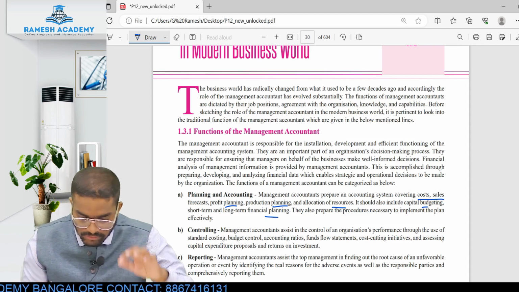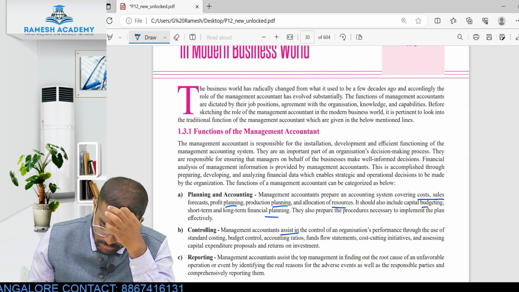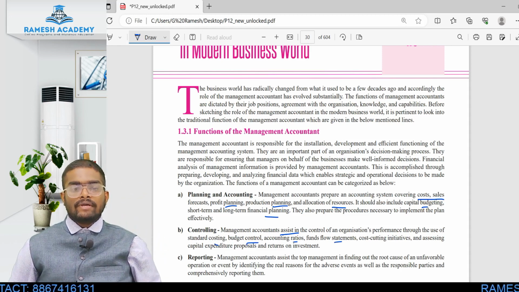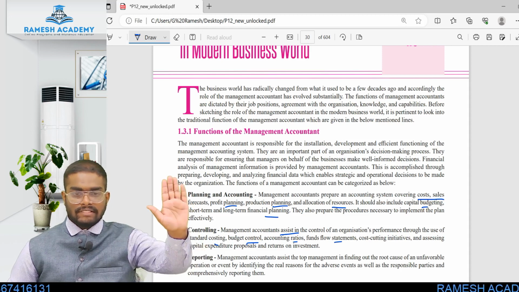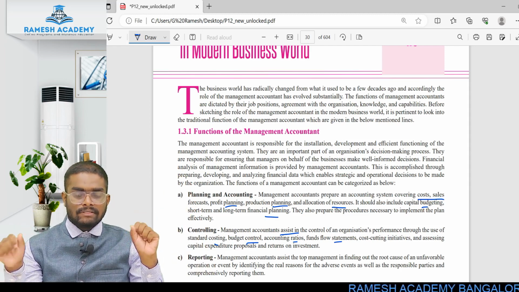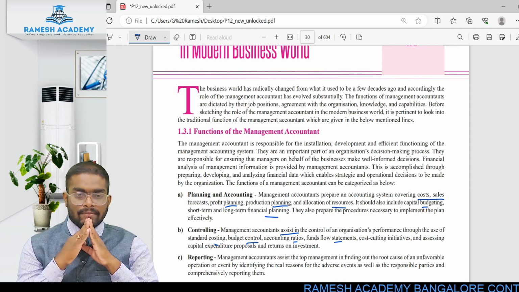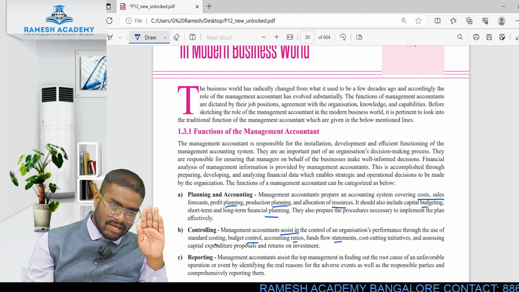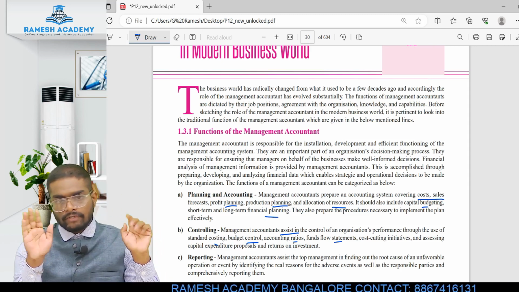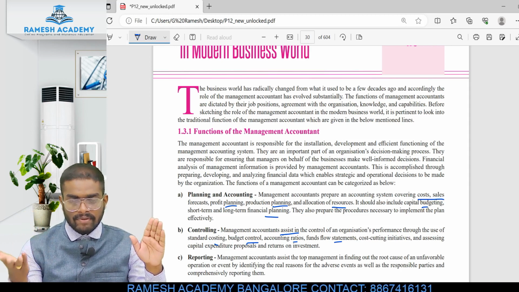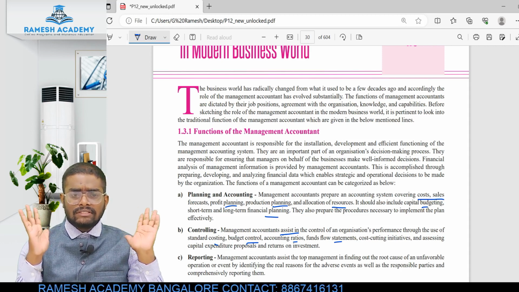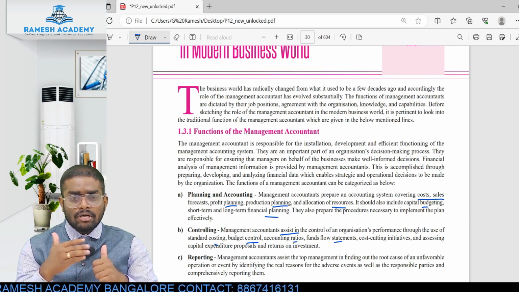Next, controlling. Management accountant assists in control of an organization's performance through use of standard costing, budget control, accounting ratios, fund flow statement. See, how do we control a business? For that, we should have a budget or a standard, so that we can compare with actual performance. Say in April, we had a budget that we have to achieve this sales, this must be the cost, this must be the profit. So we'll see the actuals on May 1st or maybe in the first week of May. If there is any deviation, there is a problem. So that's the reason the management accountant is involved in the role of controlling.